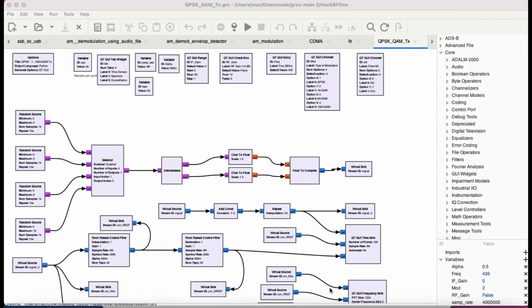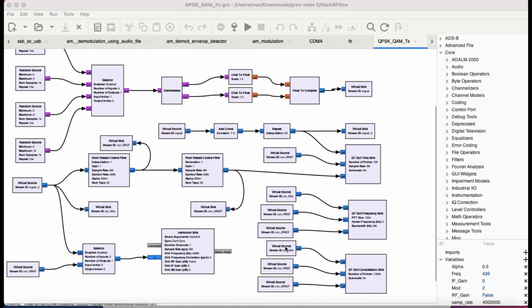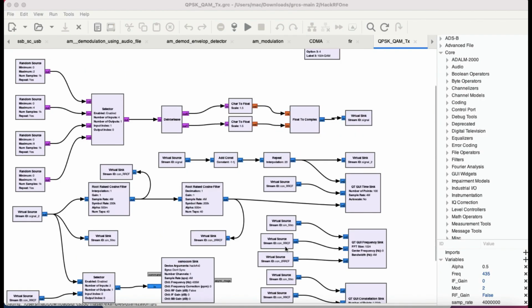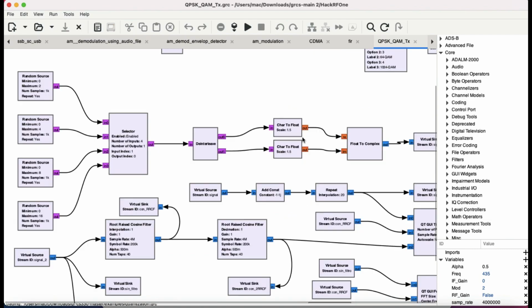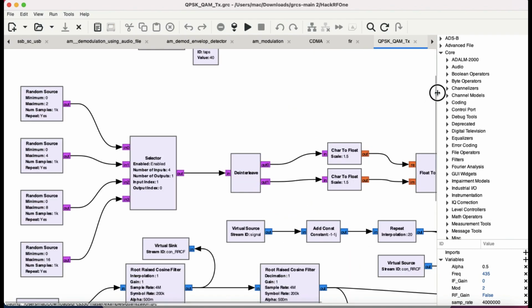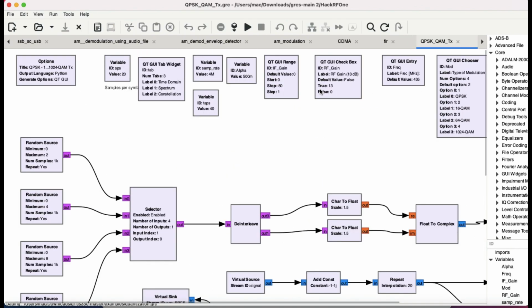This video is going to be all about QPSK and QAM, and we're going to try to generate the signal using GNU Radio. Also, at the same time, we will try to transmit this using our Osmocom sink, also known as the device that I'm using, which is actually HackRF. Let me walk you through the flow graph, how simple this flow graph is.